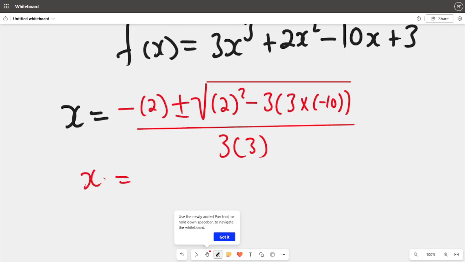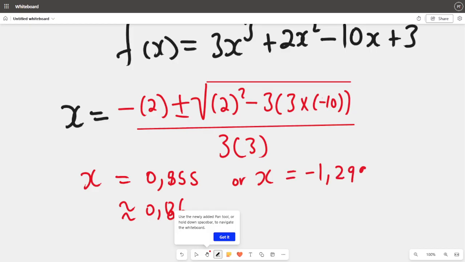Now the first x value, where the turning point is, x equals 0.855, so that's approximately 0.86. And then the second x value will be negative 1.2995, which is approximately negative 1.30.